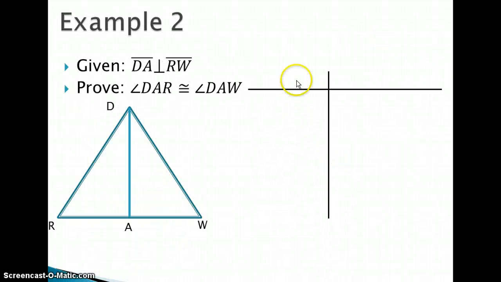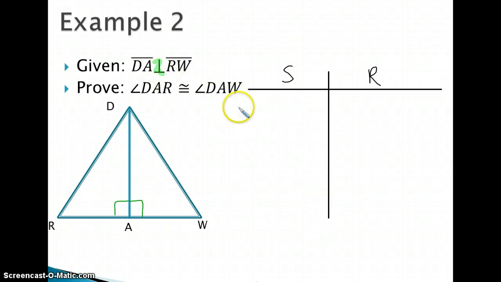Alright, let's get to a proof, show how that works with the right angles. So we have our statements and our reasons that we're going to set up. So once again, our given information is that we have perpendicular, two segments are perpendicular. So DA is perpendicular RW. So as soon as I get a diagram like that, I'm going to just start marking it up with the given information. And that gives me that these two angles are right angles. And I'm going to see if that really helps me.